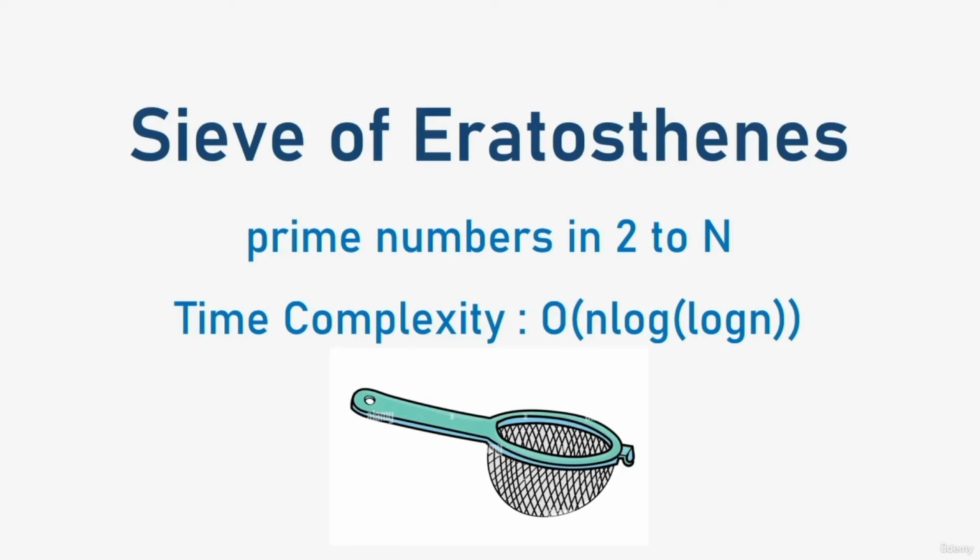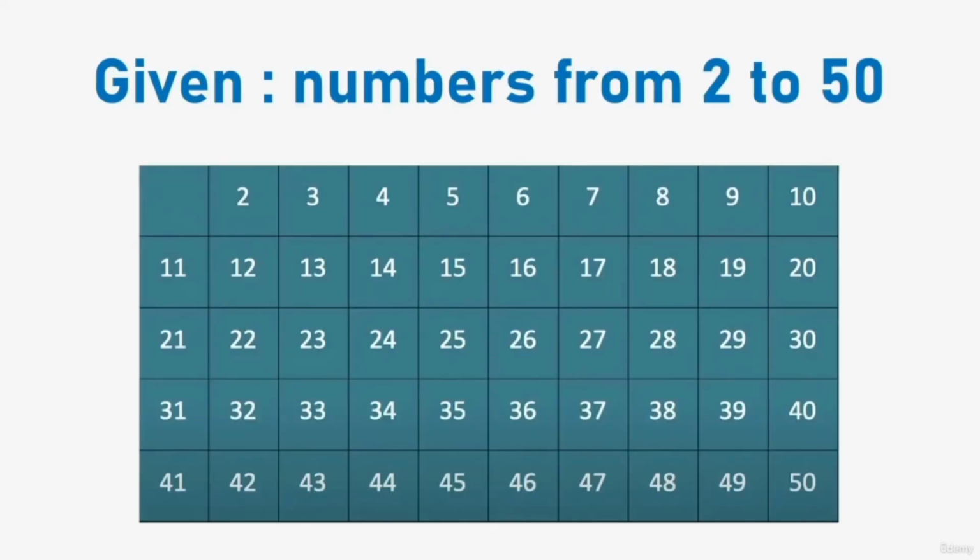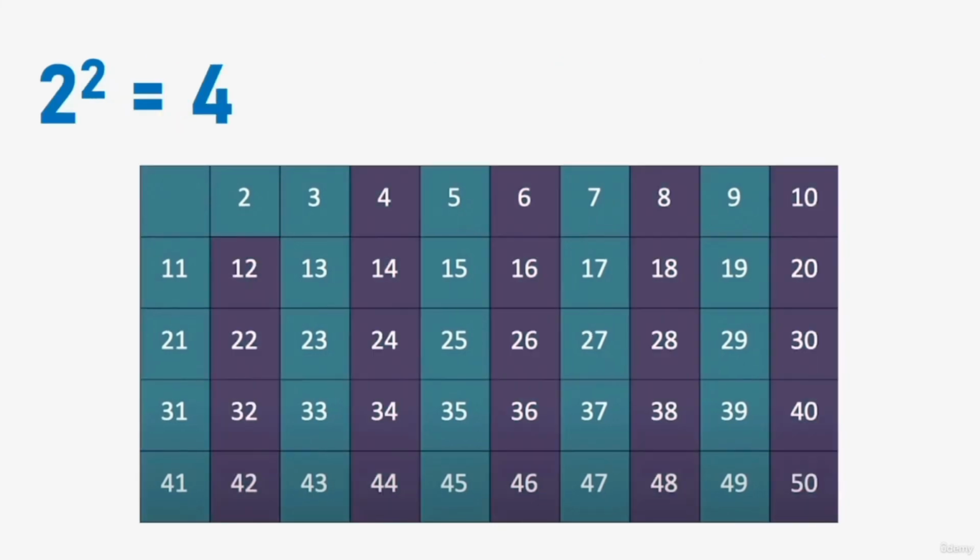So what steps are we going to follow? Let's understand this with the help of an example. Let's consider an example in which we are given the numbers from 2 to 50. In this algorithm, we are going to run a loop from the minimum number, which is 2, and take the square of that number.